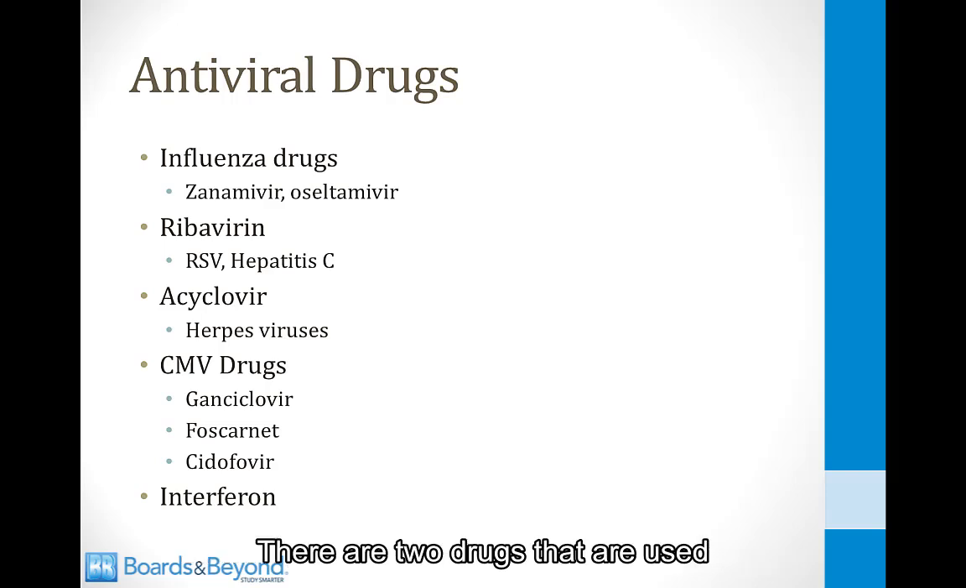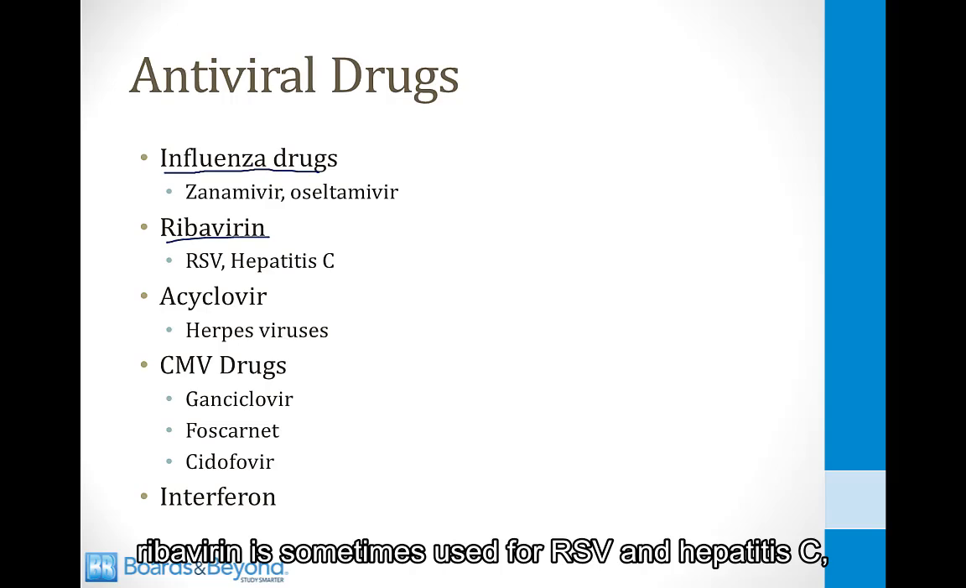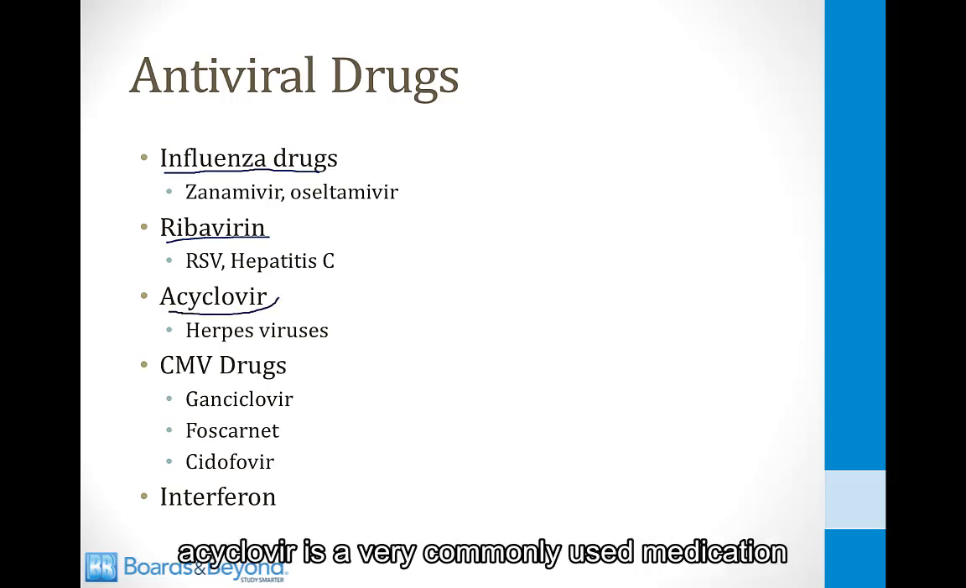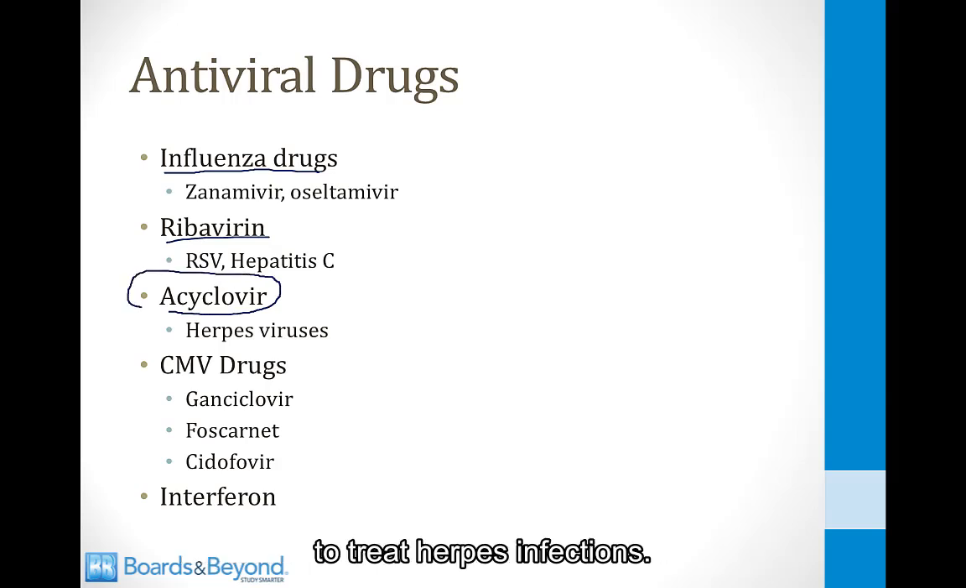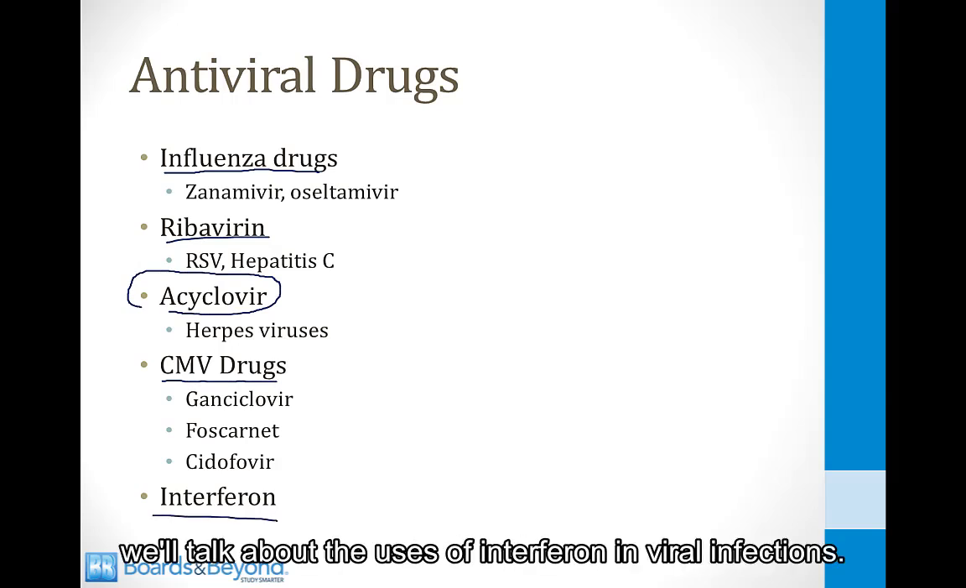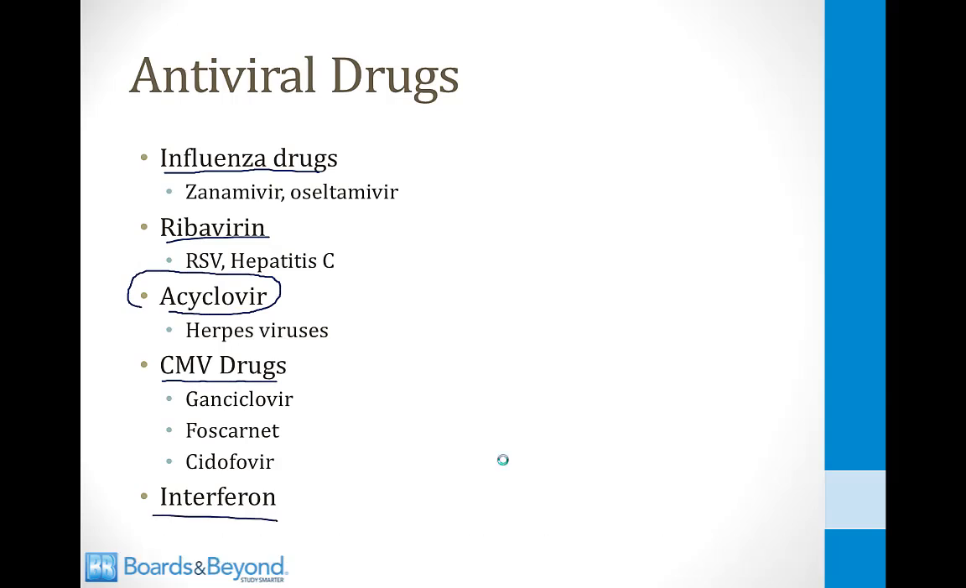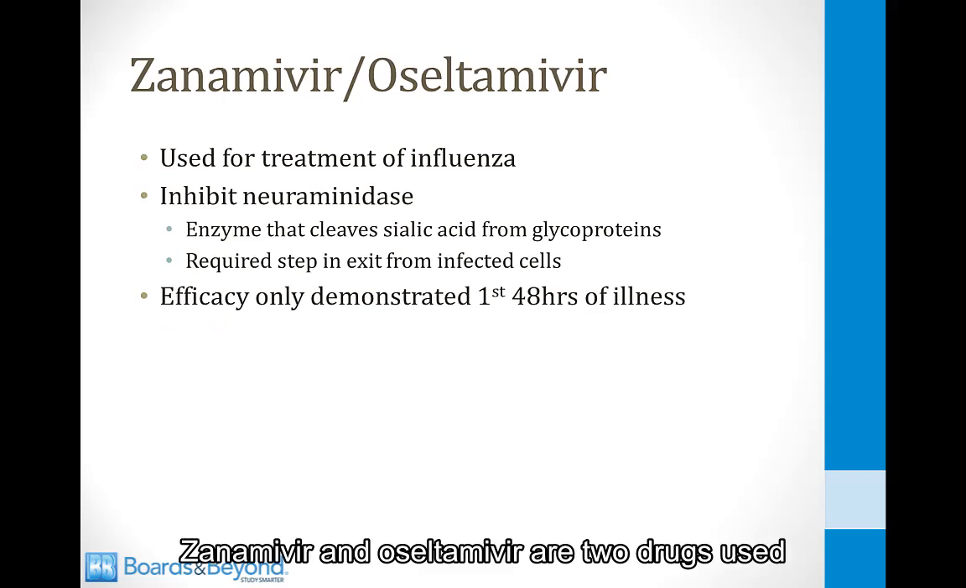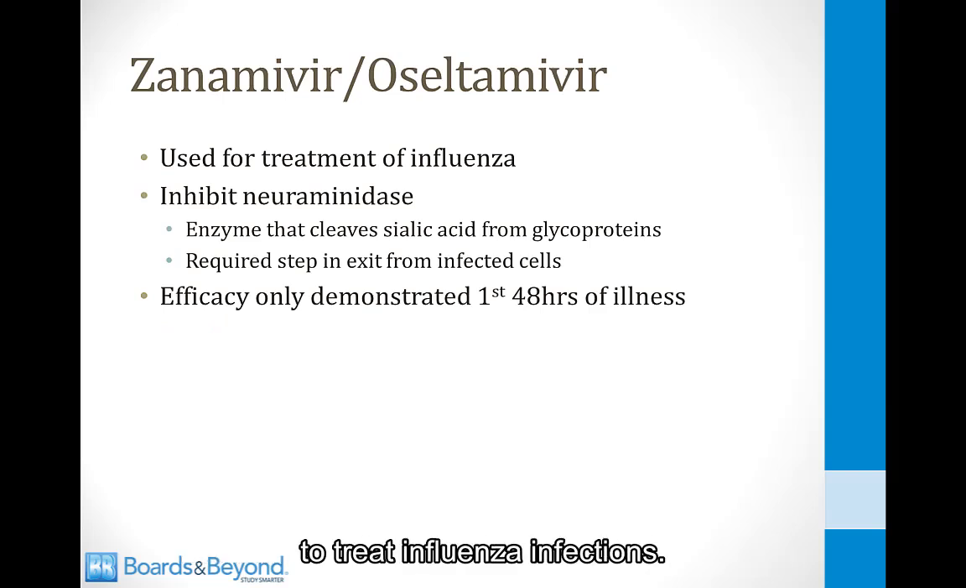There are two drugs that are used to treat influenza infections. Ribavirin is sometimes used for RSV and hepatitis C. Acyclovir is a very commonly used medication to treat herpes infections. There are three drugs that are used to treat cytomegalovirus infections, and finally we'll talk about the uses of interferon in viral infections.